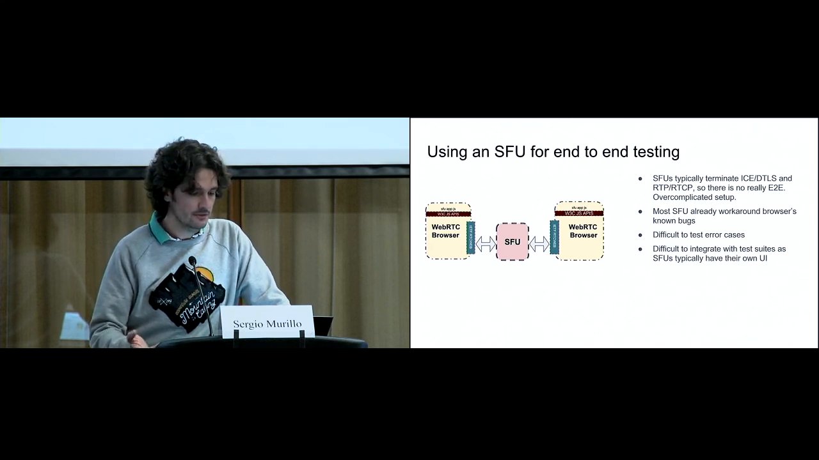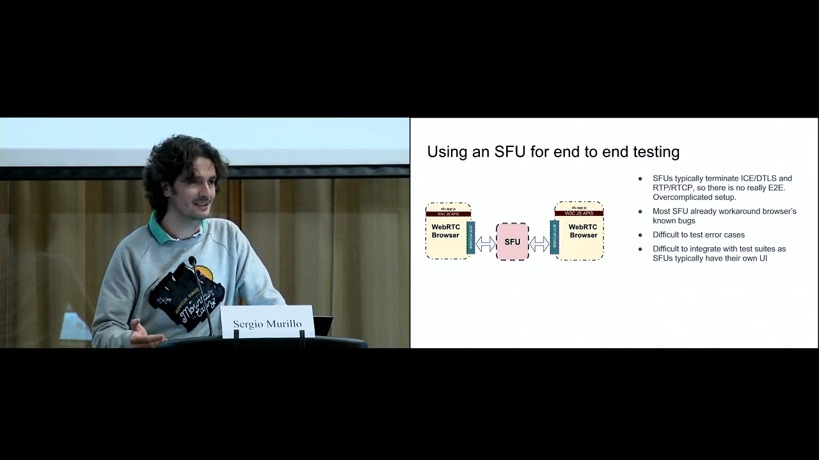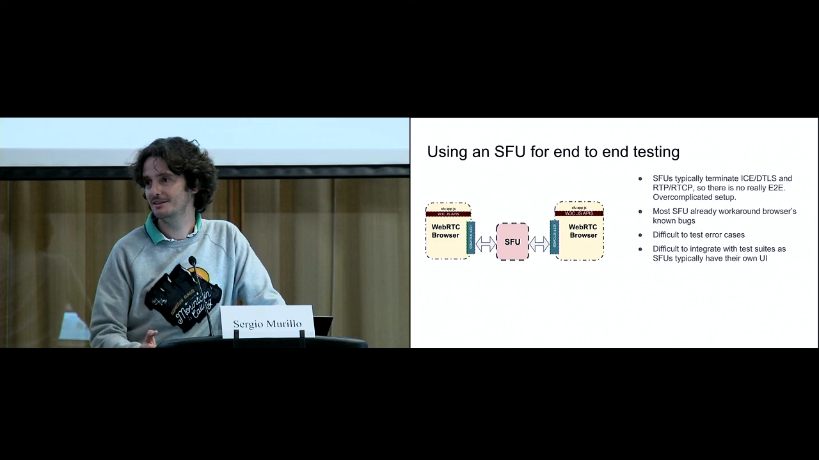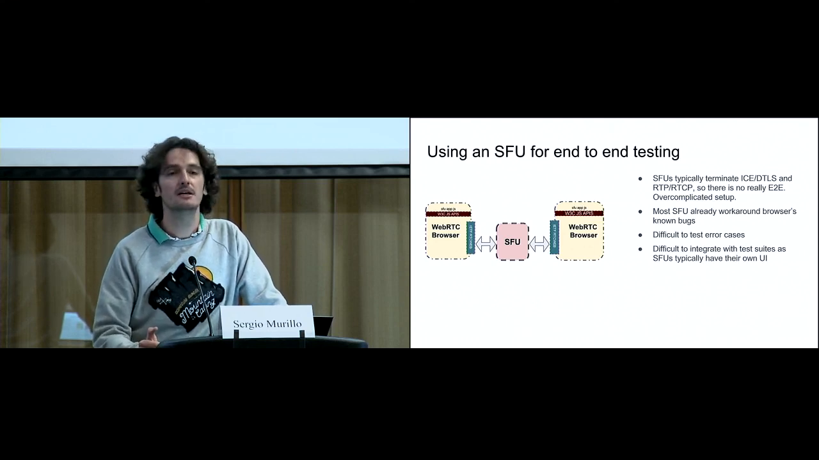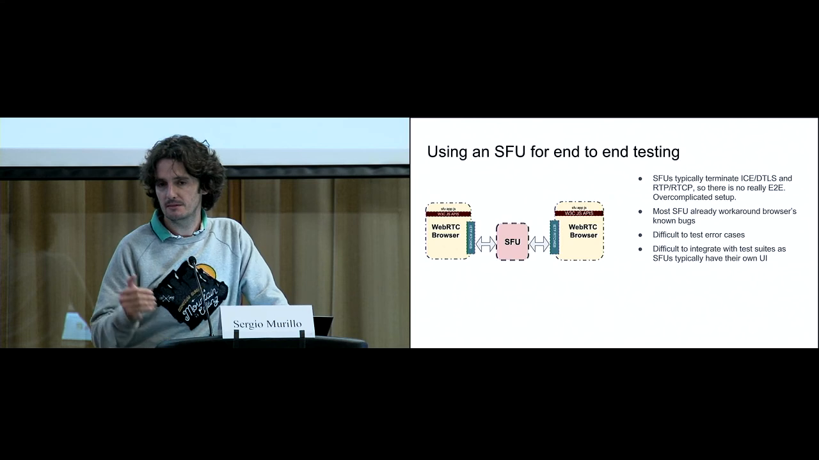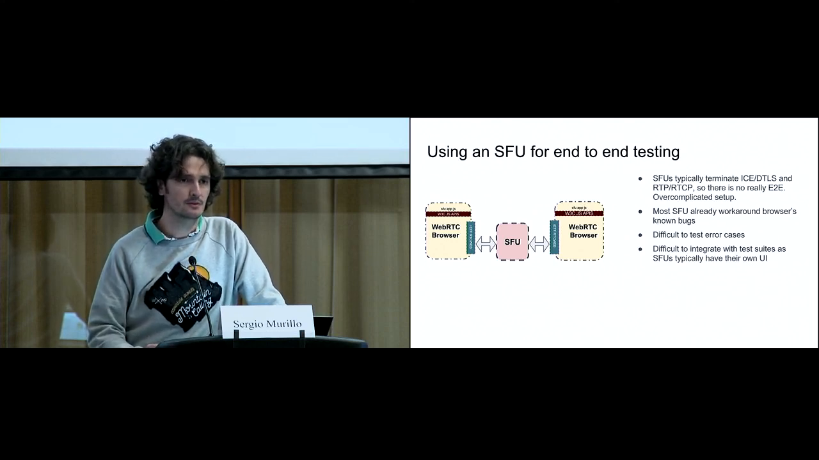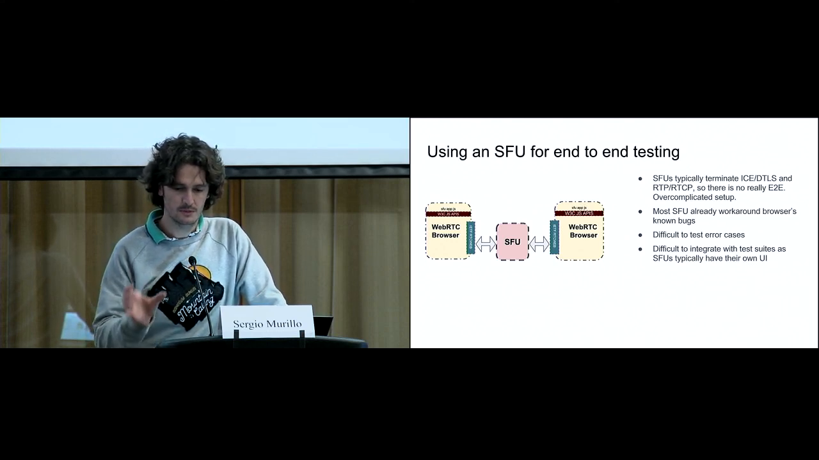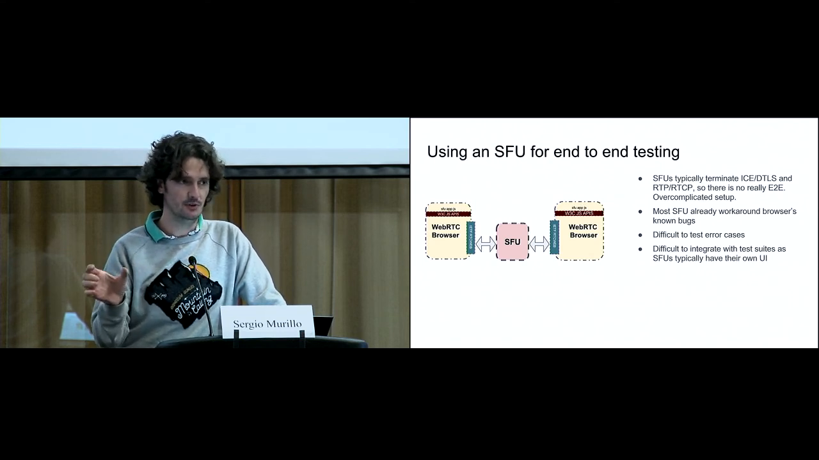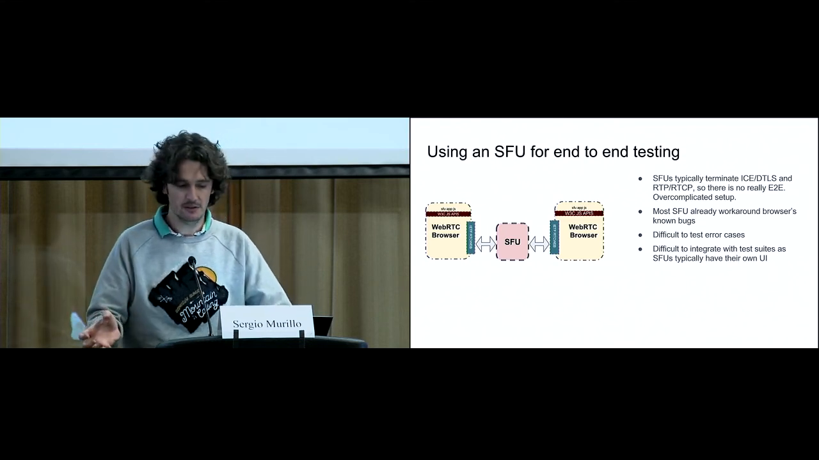Also, it is difficult to test error cases. Again, the SFUs are designed to work, not to fail. So if you want to test some error cases, or you want to test how the browser works if someone sends it an invalid thing, you cannot do it easily. You can try to emulate the network conditions between the SFU and the browsers to trigger this kind of error, but it is difficult.